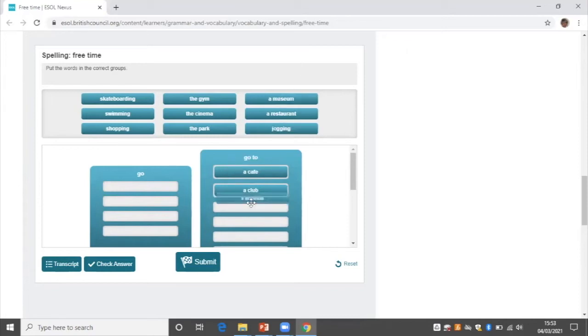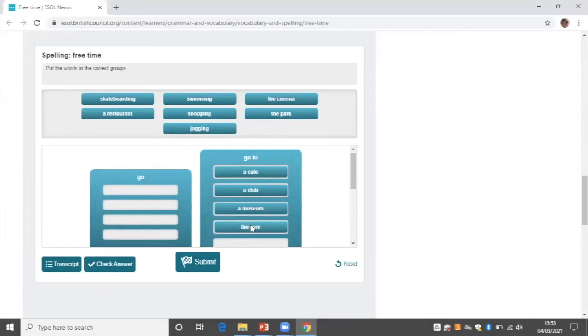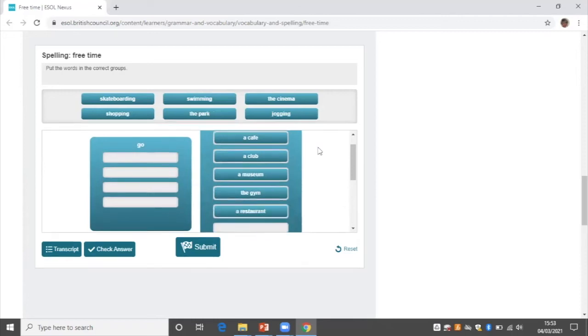I go to a museum. I go to the gym. So which one here would be our last one based on the clue we've got? Two actually. Based on the clue I've just given you. I like going to a restaurant. Yep, hopefully you've got that there. The cinema.